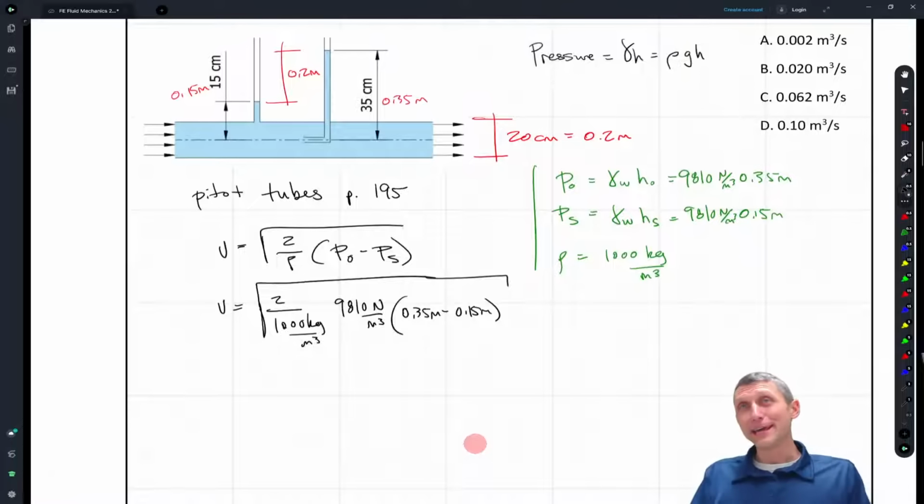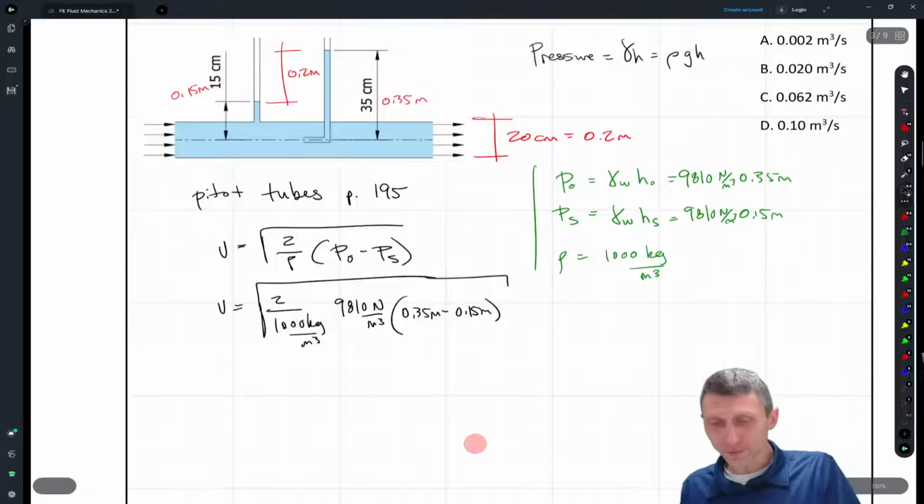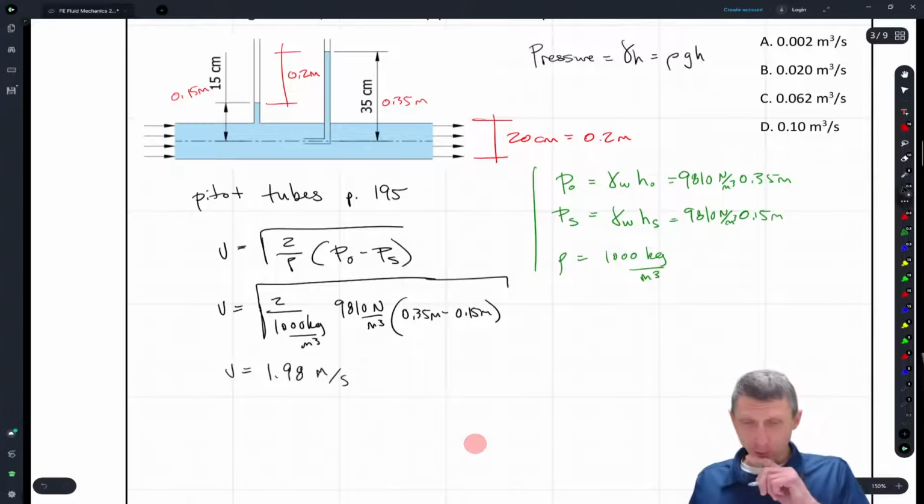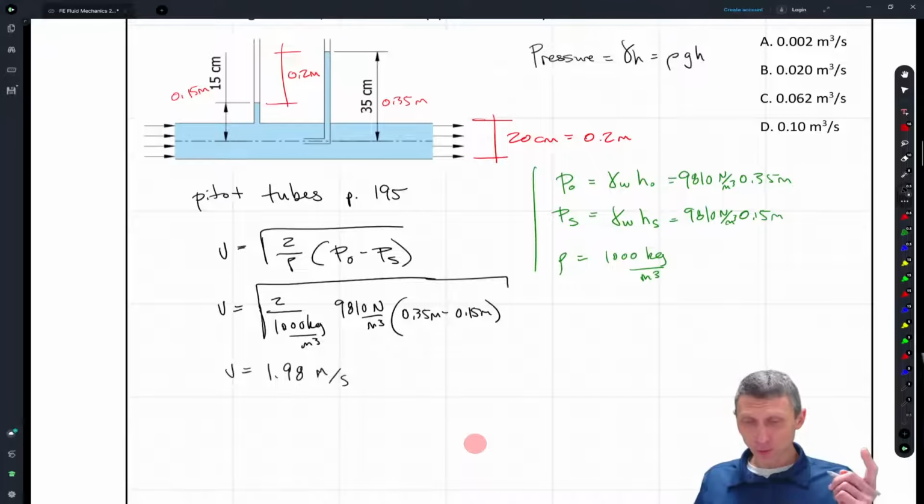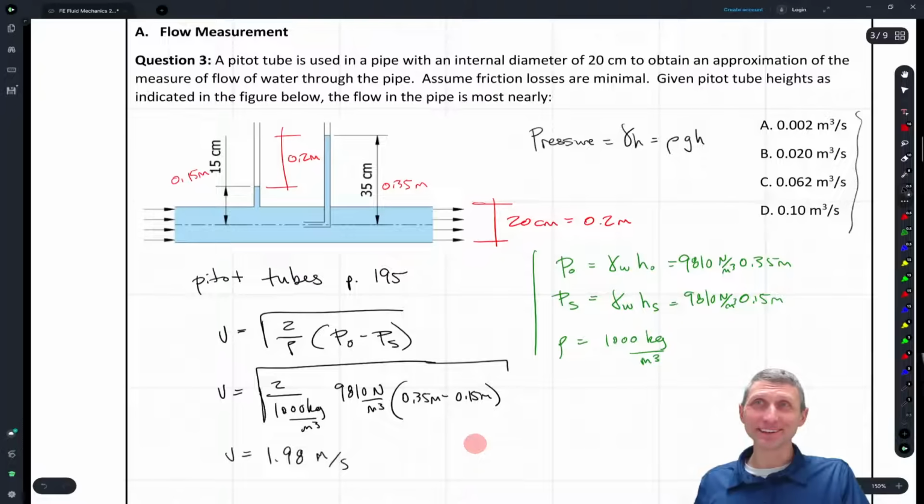And hopefully, if we plug all this in right, basically we get the square root of 2 times 9.81, because the 9810 and 1,000 cancel out to basically g, times 0.2. I think so. So I get a velocity of about 1.98 meters per second. Okay, so what does that mean? Let's go back up and look at the problem, because none of our answers over here are 1.98 meters per second. They're all in meters cubed per second. So what does that mean?